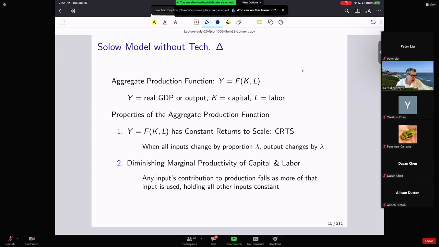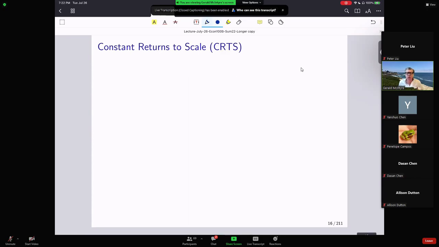And the aggregate production function that Solow adopts has both of these features, constant returns to scale and diminishing marginal productivity of capital and labor. So we want to talk about those in a more analytic fashion. Regarding constant returns to scale, here's the aggregate production function. Real GDP Y is equal to some function of K and L, and F has to have constant returns to scale. If all inputs change by a proportion lambda, output changes by that same proportion lambda.